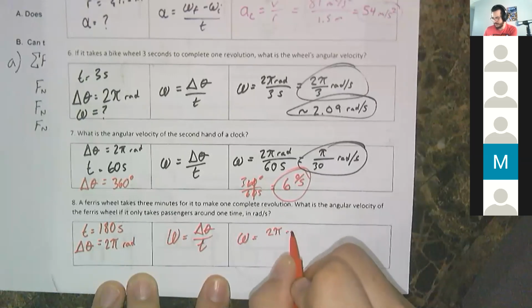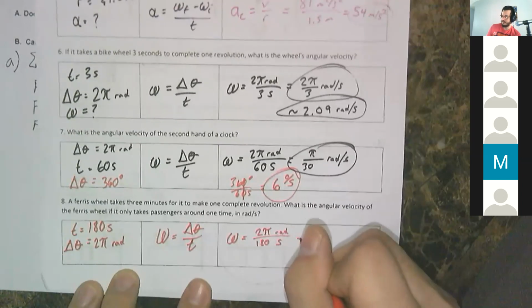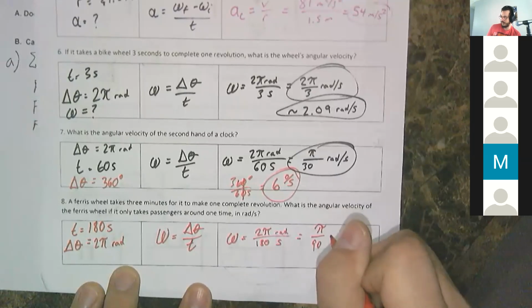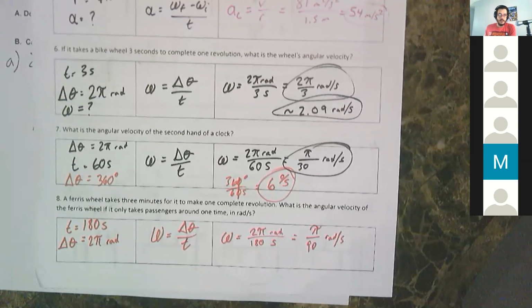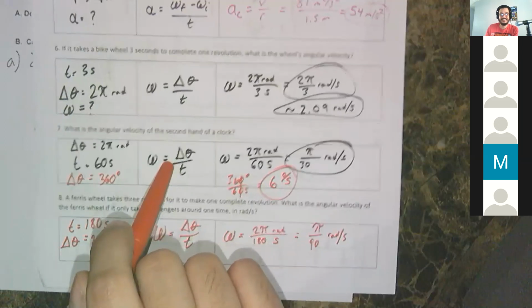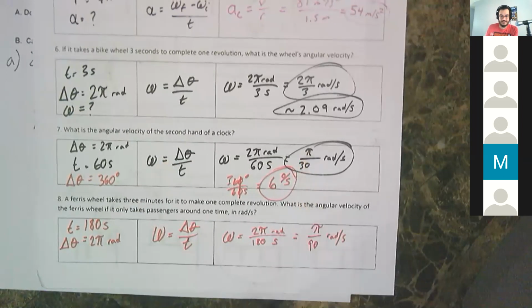2 pi radians divided by 180 seconds. Easy, easy, easy. Pi over 90 radians per second. You could also think of it as taking 3 times longer than the second hand of a clock. Therefore, we get 1/3 of the previous answer. 1/3 of, that means times, pi over 30 gives you pi over 90.